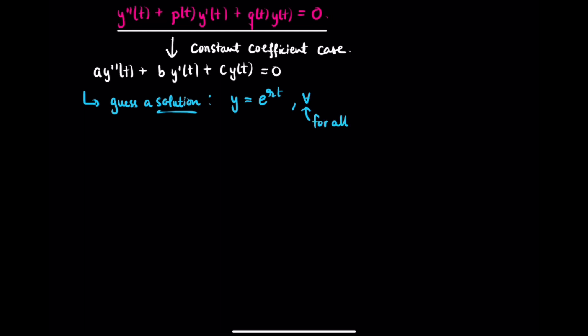But anyways, for all r an element of the reals. So r is a constant. That's what I'm trying to say. R is going to be some constant, but we don't know what it is. Okay? So given that y(t), I'm just going to rewrite this, is e^(rt), y'(t) is re^(rt), y''(t) is r^2 e^(rt).